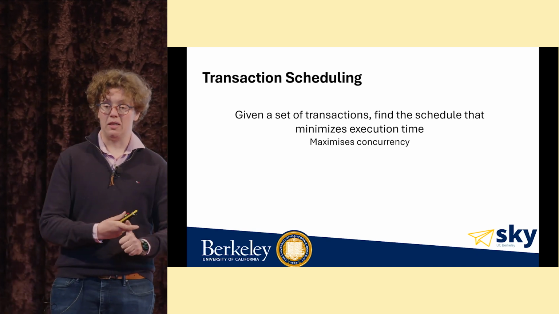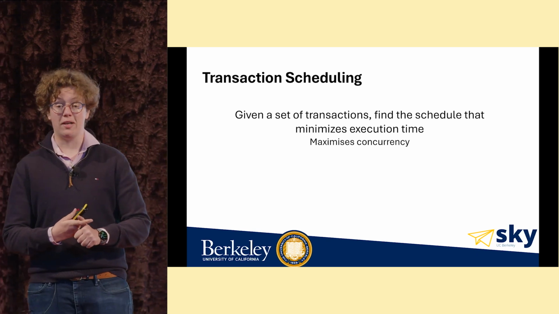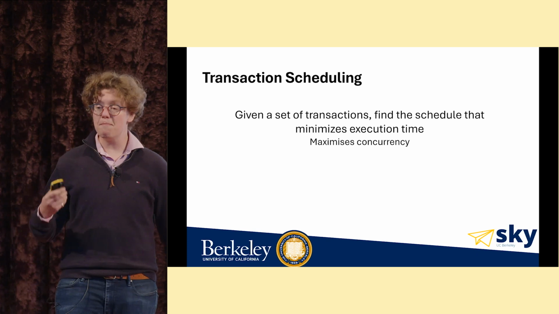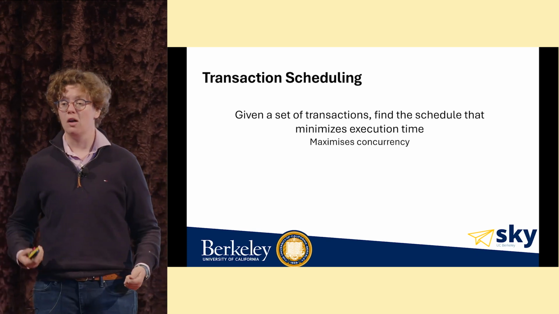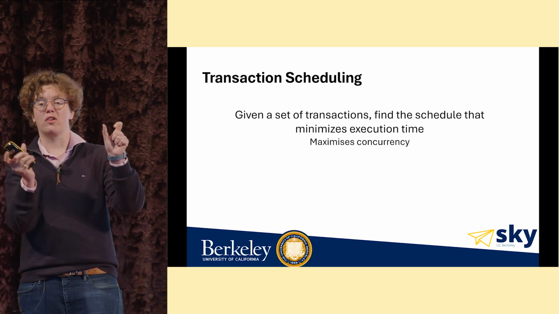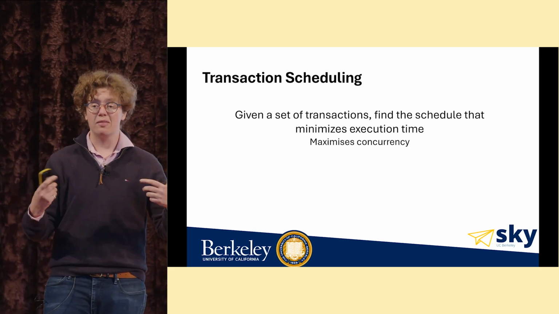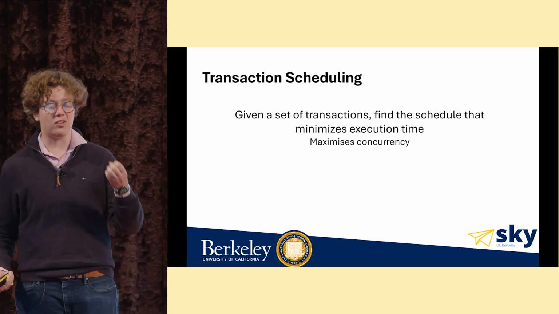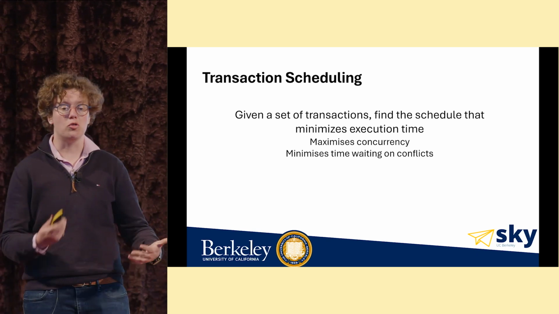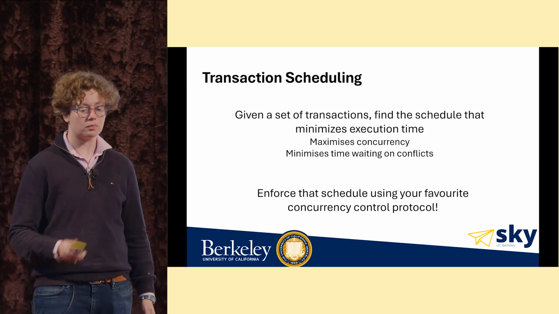That is going to be done by finding the schedule that maximizes concurrency, so the number of transactions that can execute concurrently, and by minimizing the cost of individual conflicts. By which I mean, if you acquire a lock and you have a number of transactions waiting for you to acquire that lock, that's going to be costly. So, minimizing the impact of the conflict on others. Those are the two things that you need to do to find a cheap schedule.